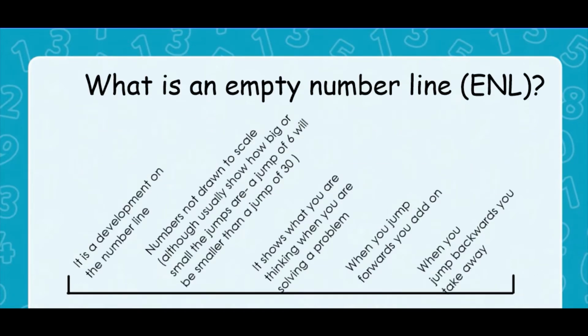We're just going to have a little recap to remind ourselves of what an empty number line is. So it's a development of the number line we usually use. It's not drawn to scale, although we like to show the size of our jumps relative to the number. So we're not going to have a super big jump for taking away 1 and then a super tiny jump for taking away 30. We're going to have a bigger jump for taking away 30 and a smaller jump for taking away 1. It shows what we're thinking, so allows us to see what our strategies are. And when we jump backwards, we are taking away.